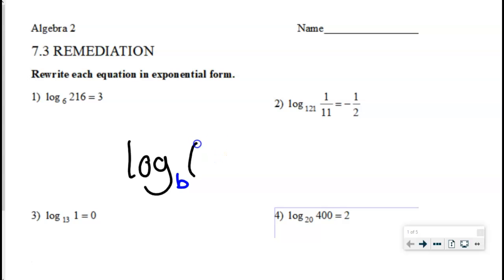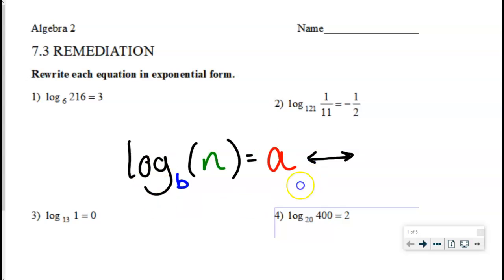Now, inside of that logarithm, you're going to have a number. I'm going to call that n. And then the logarithm equals an answer. I'm going to call that a. This is what's known as logarithmic form. You can take that logarithmic form, watch the colors, and you can transfer it to what's called exponential form.